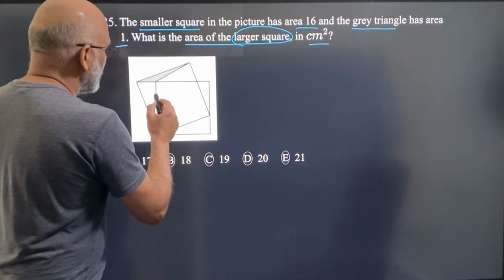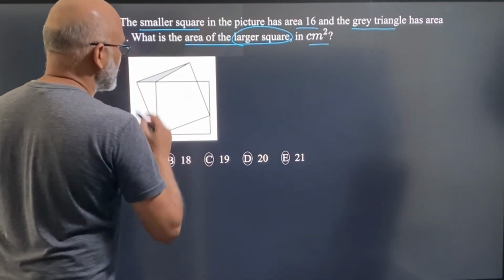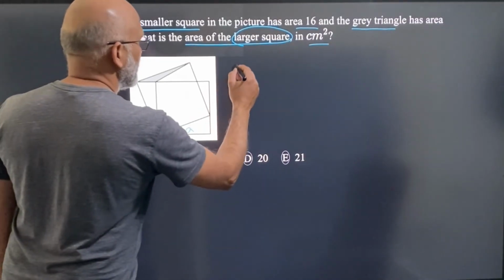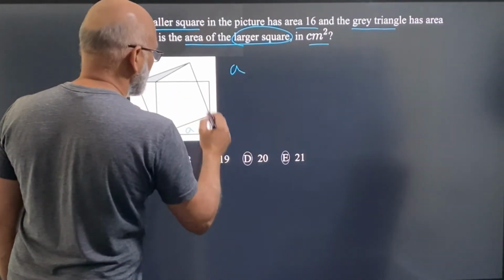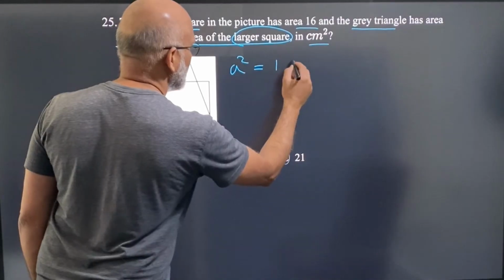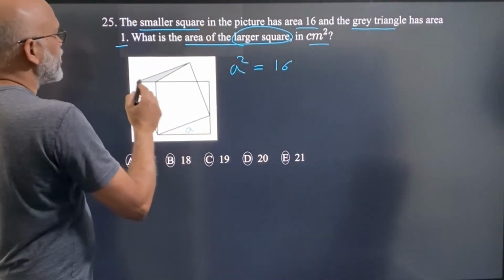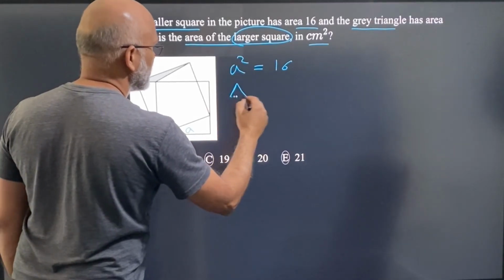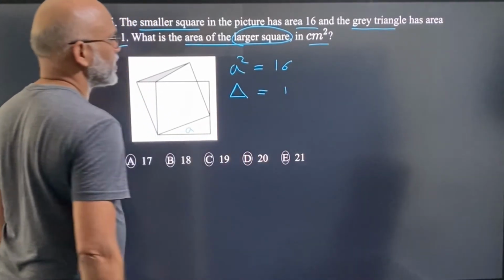So area of this small square is given to us, that is 16. So let me call the side length A. Then area of the smaller square is simply A square, is 16. Then area of the gray triangle, let me denote that area as the triangle symbol, and that is given to us as 1.